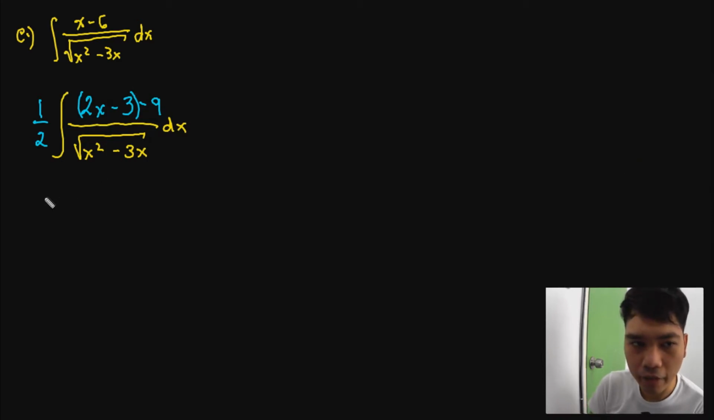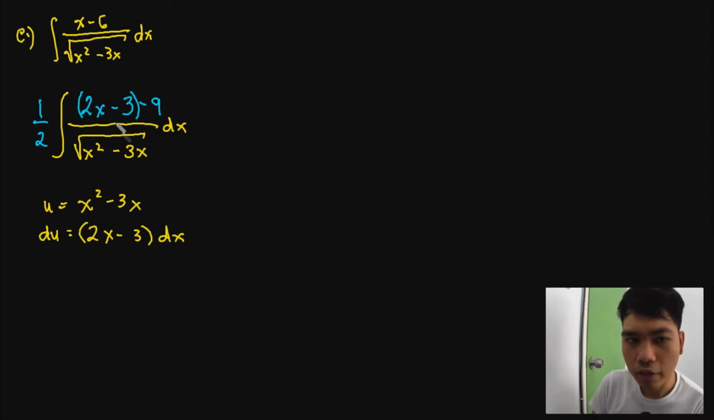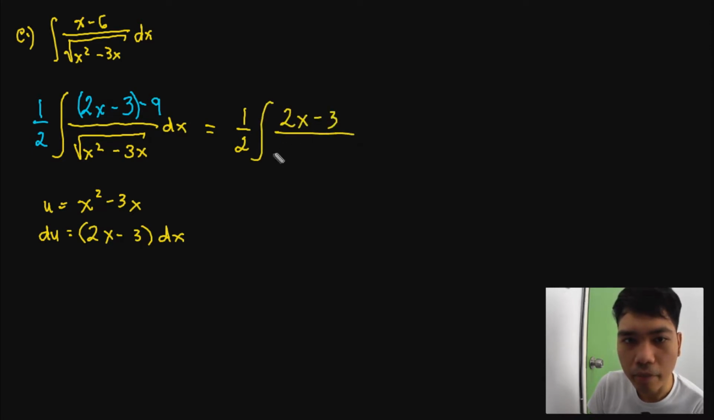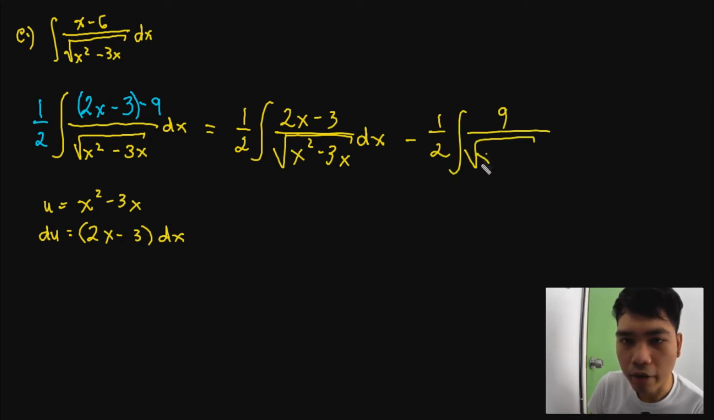So with this, we can now let u is equal to x squared minus 3x. And then the derivative would be 2x minus 3 dx. Now let us represent this in terms of u. So, ito by the way, pag nire-write natin, ganito na siya, no? Magiging 1/2 the integral of 2x minus 3 divided by square root of x squared minus 3x dx. And then, this would be minus 1/2 times 9 divided by the square root of x squared minus 3x dx. Okay? So, yun. Ganun na yung magiging form niya.